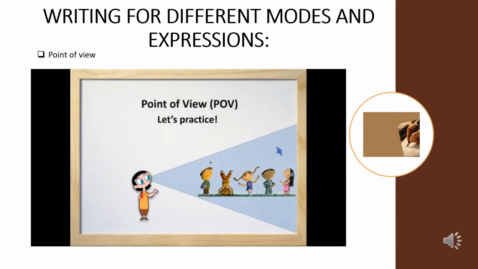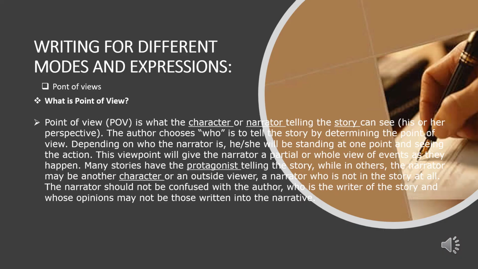Now let's watch a video on point of view part 2. What is point of view? Point of view is what the character or narrator telling the story can see, his or her perspective. The author chooses who is to tell the story by determining the point of view. Depending on who the narrator is, he or she will be standing at one point and seeing the action.